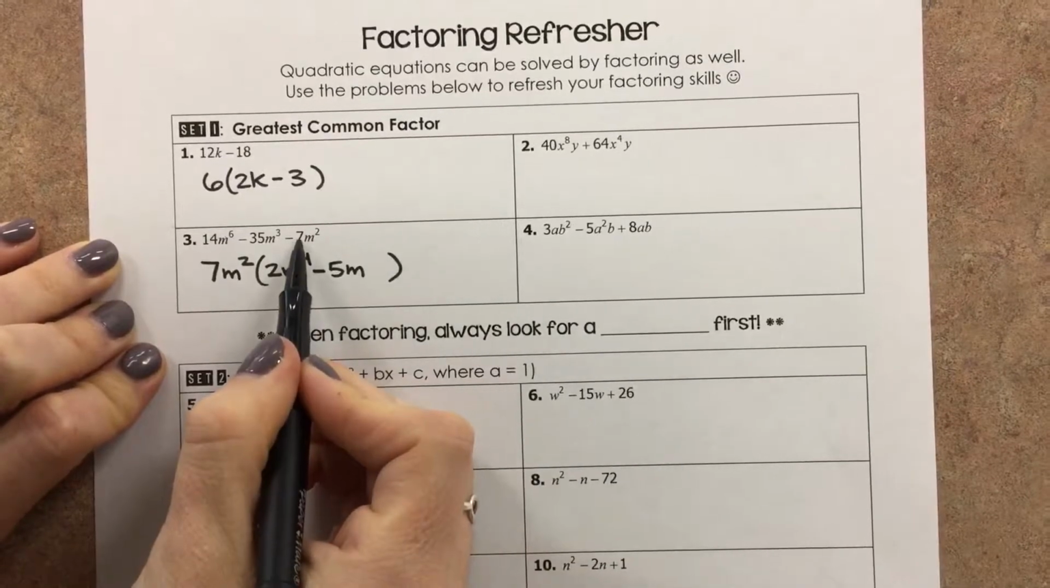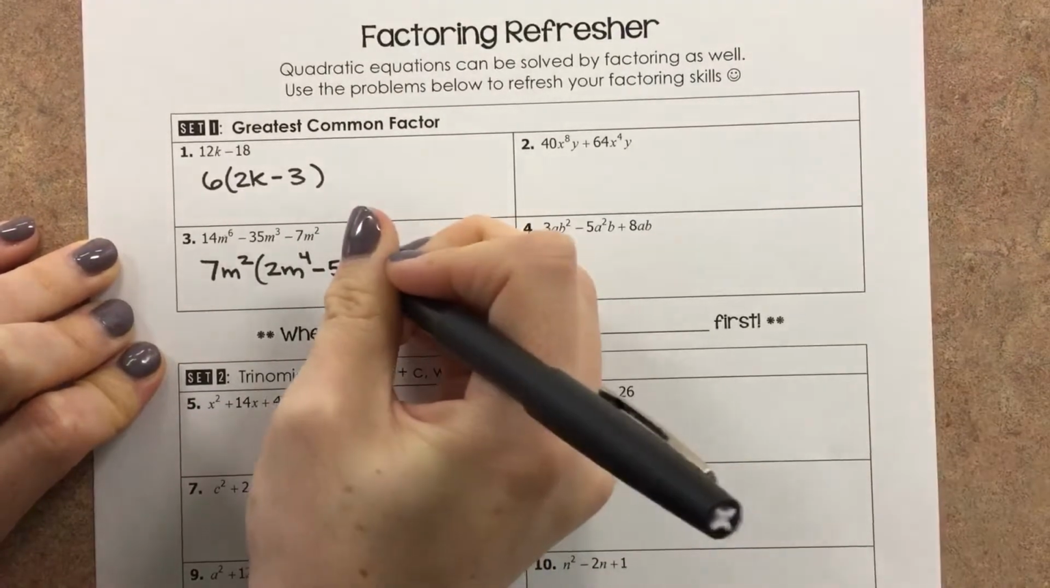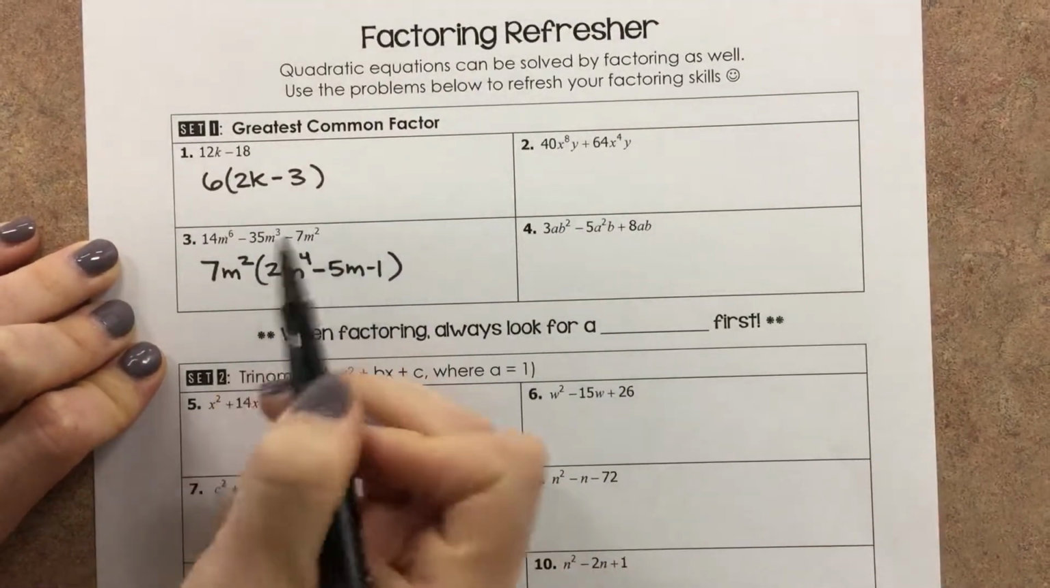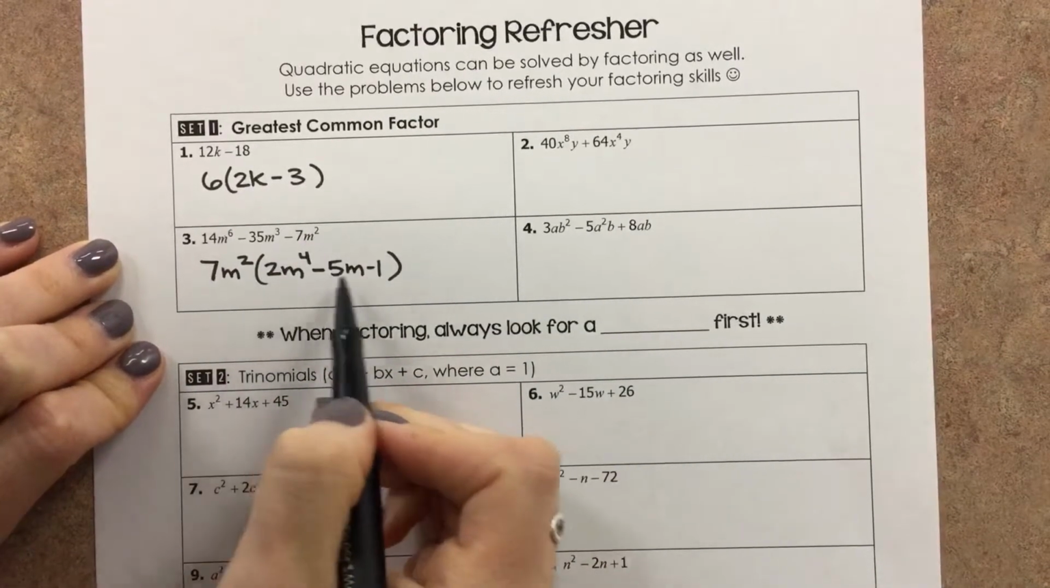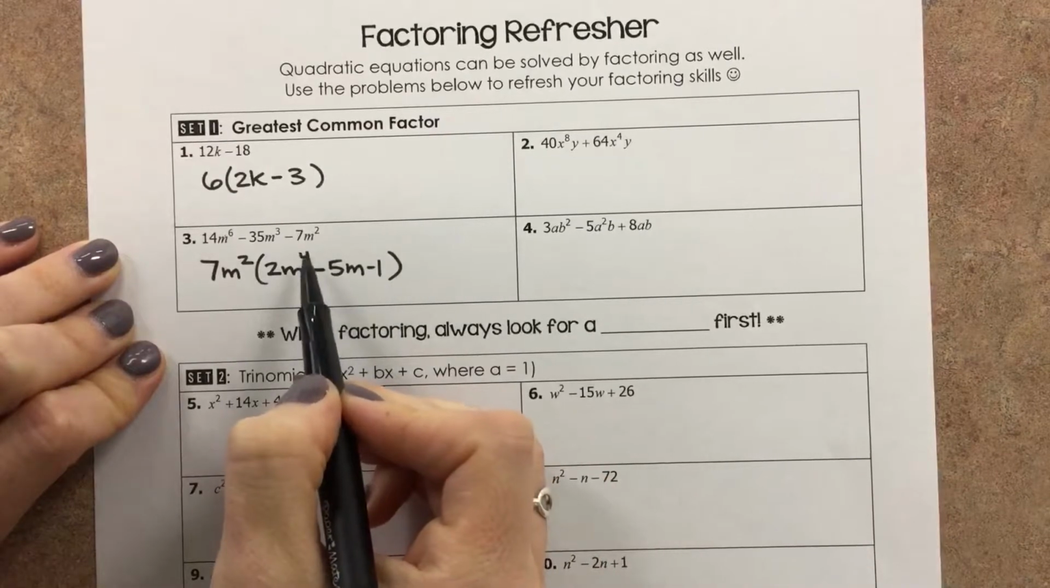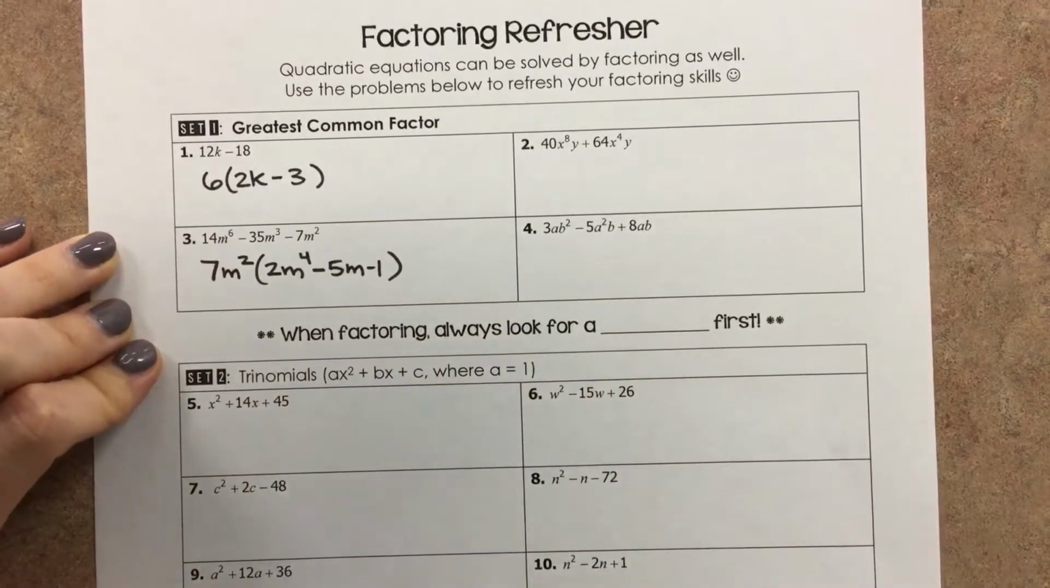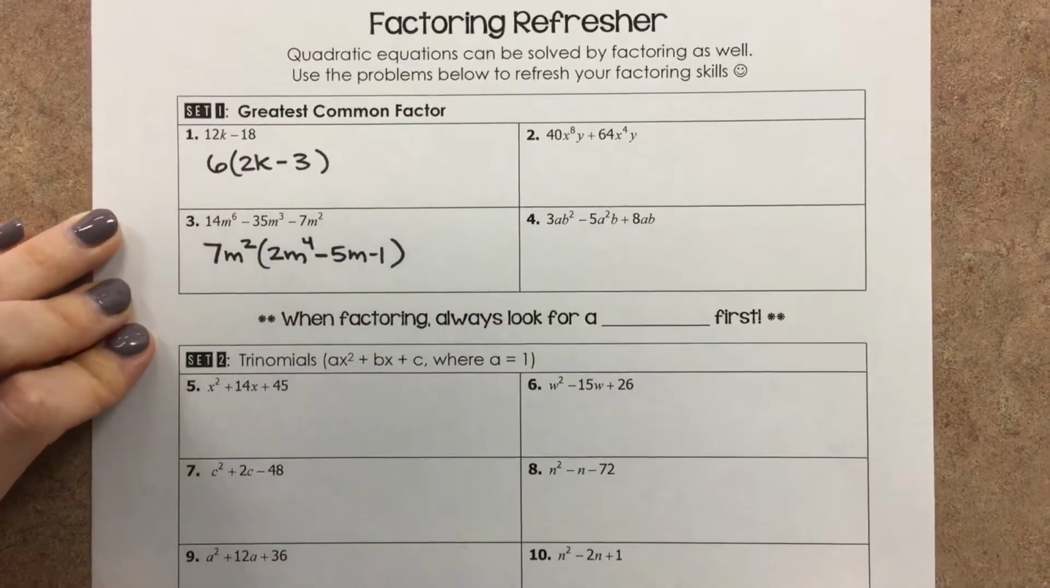And the last one, -7, if I divide out a 7, I get -1. And if I divide out M squared by M squared, that doesn't leave anything behind. So this is as far as this one goes. We don't factor 4th powers. So we take out a GCF and that just stays just the way it is.